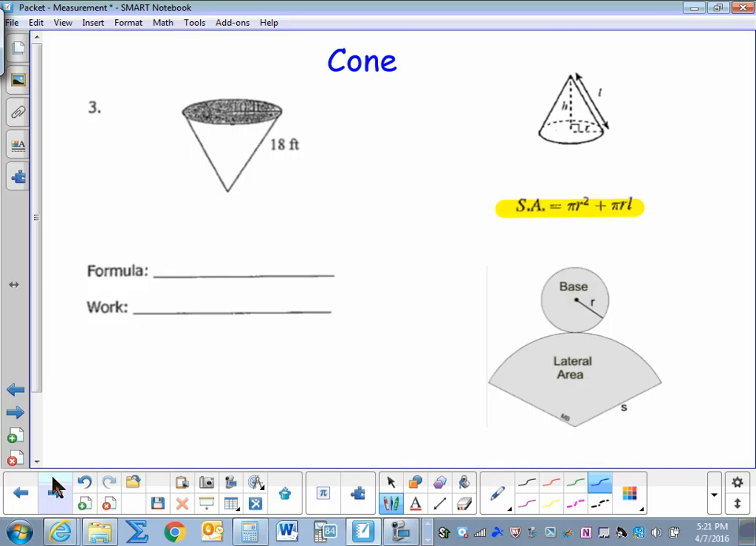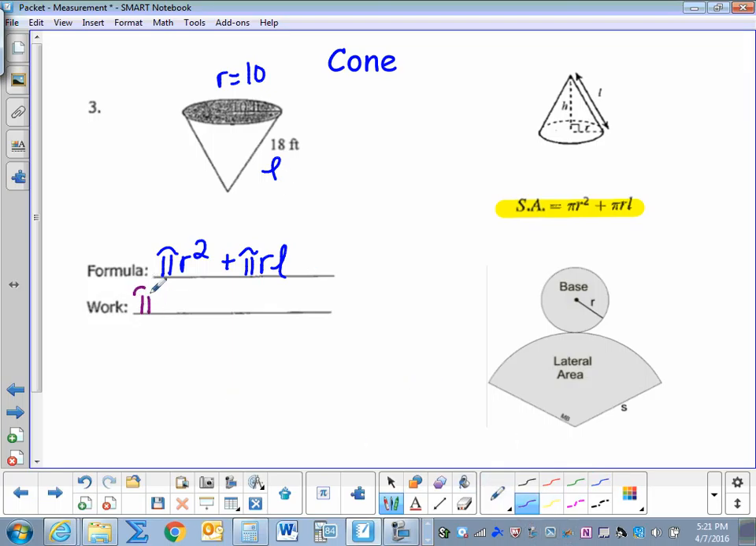The surface area of a cone. The formula is pi radius squared plus pi times the radius times the slant height. So let's label the numbers in the figure. 10 is the radius. 18 is L, which is the slant height. Now let's substitute the numbers in.